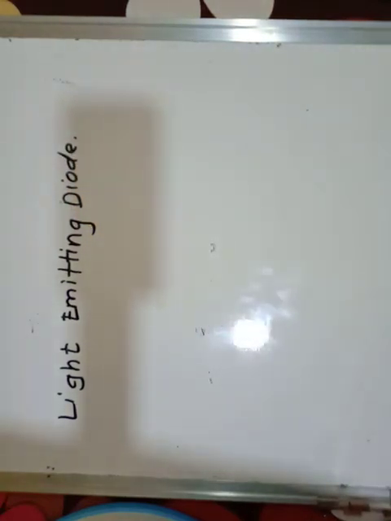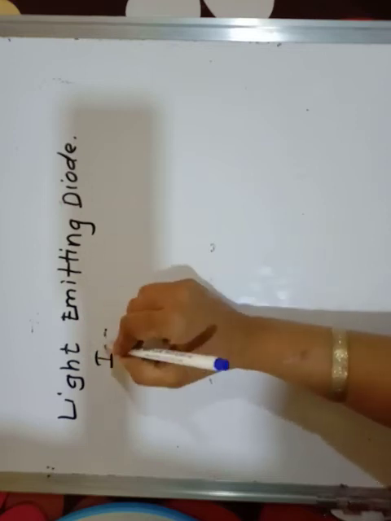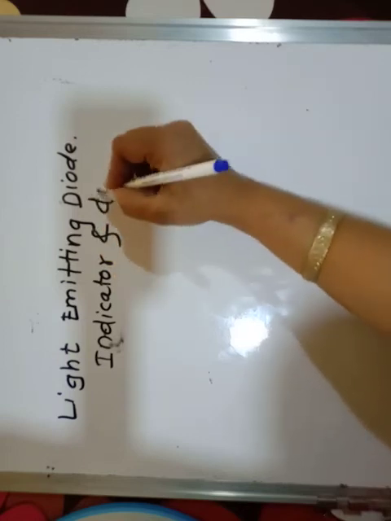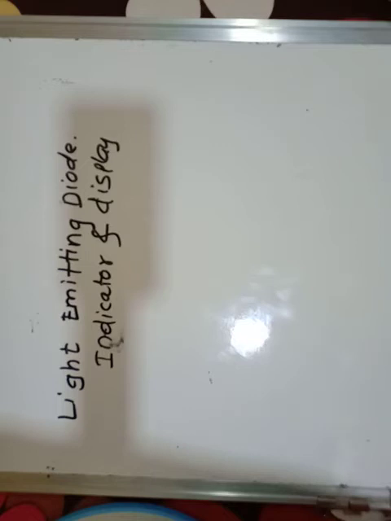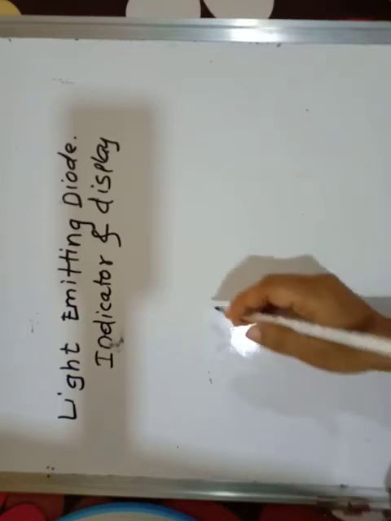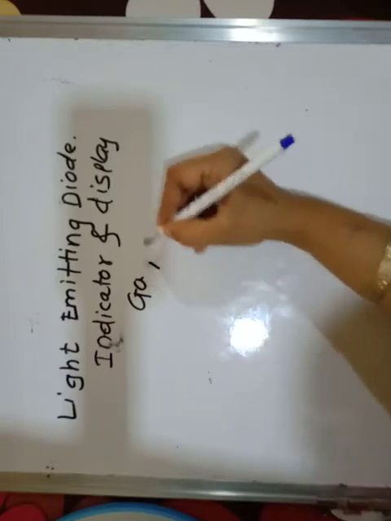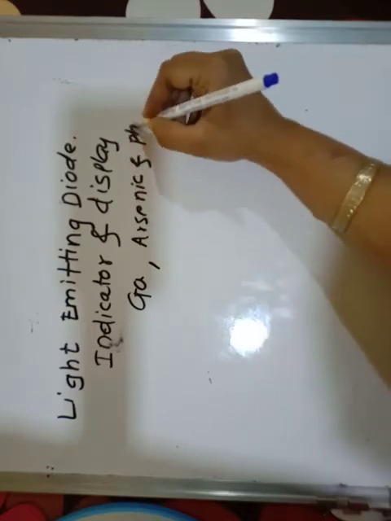So in case of the light emitting diode, the diode plays an important role in indicators and displays. It is used in indicators and displays. The LED is constructed with the help of gallium, arsenic and phosphorus.